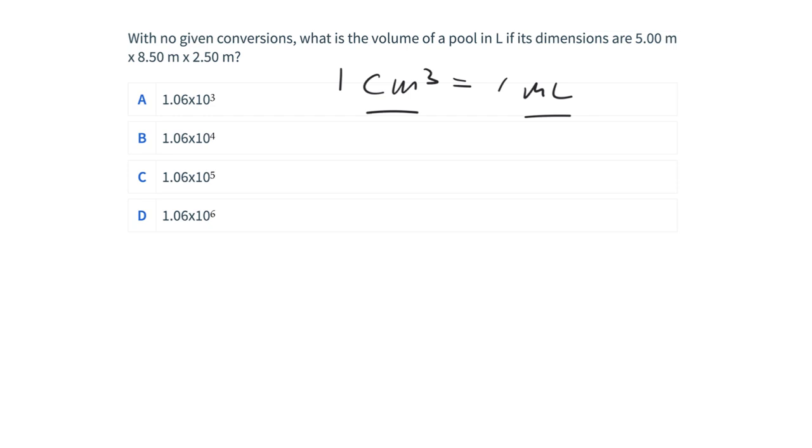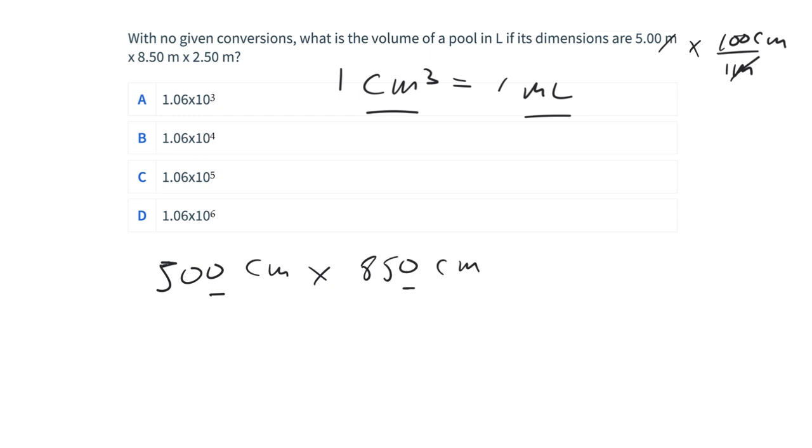But I think an easy starting point of this problem is to just convert the meters into centimeters, because there's just 100 centimeters exactly in 1 meter. Of course, I need to flip that the other way around. So 1 meter is 100 centimeters. And so my 5.00 meter box would be 500 centimeters, 3 sig figs, times 850 centimeters times 250 centimeters. So I can convert this to centimeters.